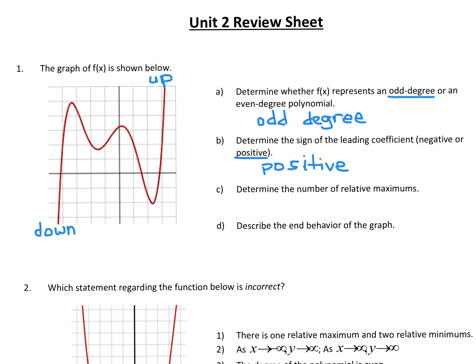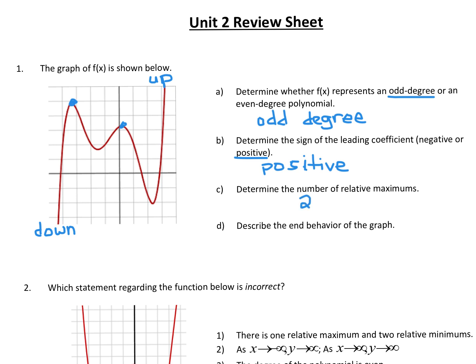Okay, part C, determine the number of relative maximums. Well, for relative maximums, we're looking for something like this. See how the graph kind of makes like a bump? It goes up and then it starts to come down. This is where a relative maximum would be. And we can see we have another one right over here. So altogether we have two of them. Here's the first one and here's the second.